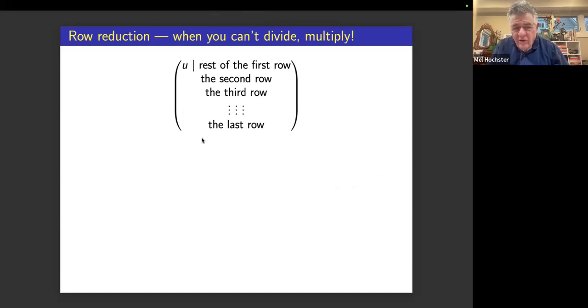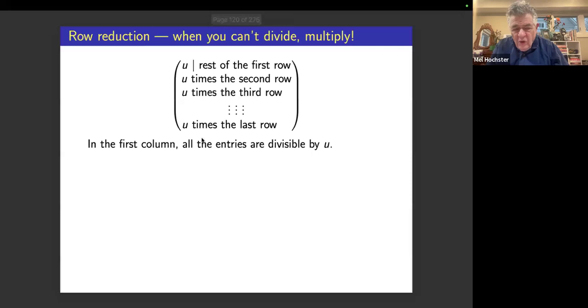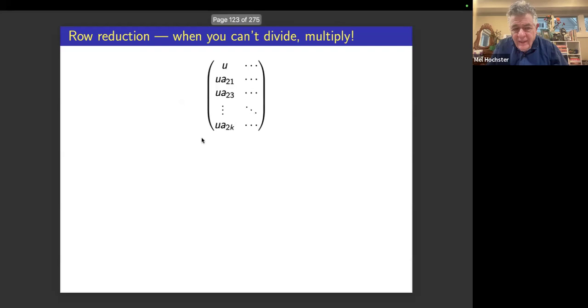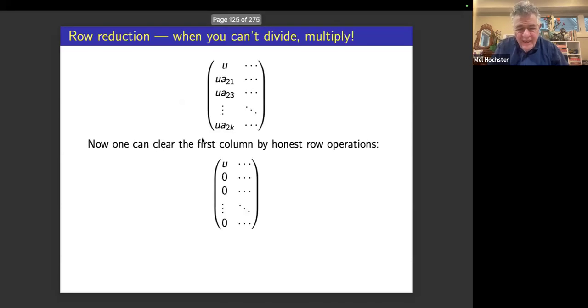So here's the matrix. Let's say there's U, and then there's the rest of the first row, and there are the other rows. And then you can multiply the second row by U and the third row and all the rows, each time extending the module. And in the first column, all the entries are now divisible by U in the extension module. So there's a focus on the first column. And now you can do what you wanted to do. You can clear the first column by honest row operations, and get all zeros there. And you've got a simplification of the matrix where a whole column is zero. You still have U in the upper corner. And that's one idea in the proof.